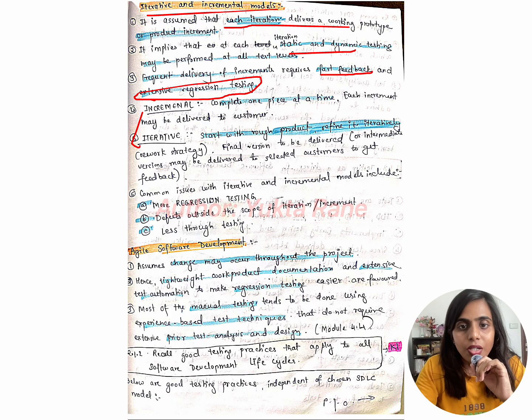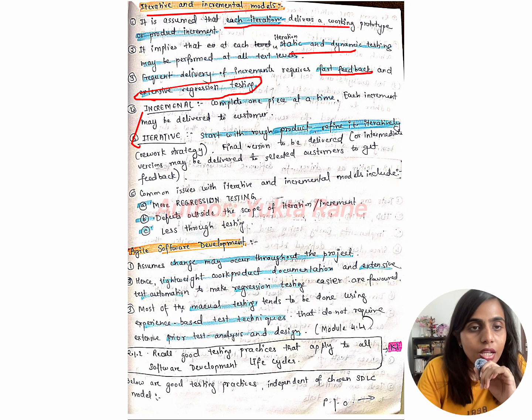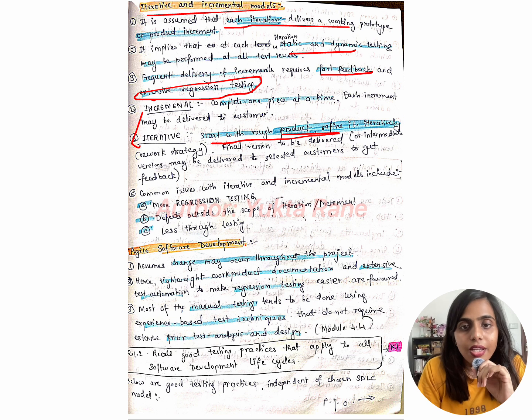Likewise, you will keep on completing that image horizontally. That is nothing but incremental model. An iterative model is basically you start with a rough product, refine it iteratively, as I said. So at the end of every iteration, you deliver a working prototype.